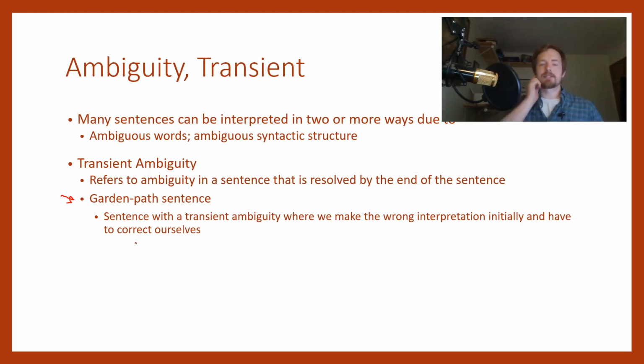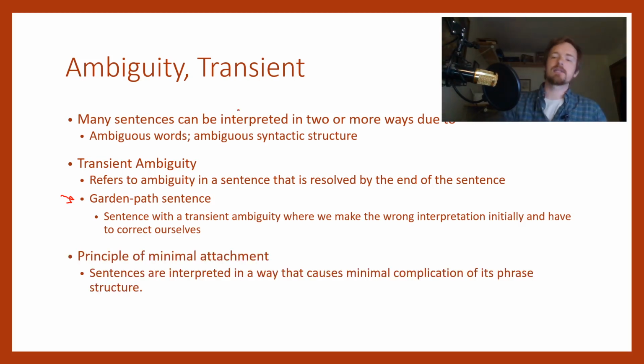So a garden path sentence is one in which you have that ambiguity, and you might make a wrong interpretation of what that word means first, and so you have to go back and correct yourself. So transient ambiguity is when it is solved by the end of the sentence, which can sometimes be frustrating, and because of that, it leads us to what's called the principle of minimal attachment.